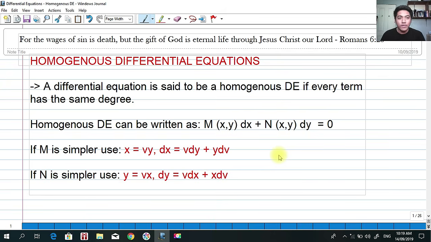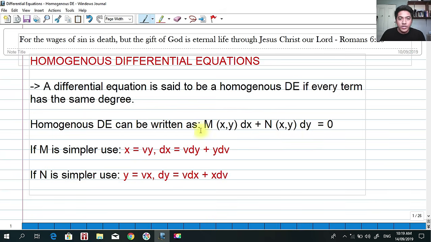If every term has the same degree, raised to a certain exponent n, and all the terms are raised to that exponent n, then definitely we have a homogeneous differential equation. A homogeneous DE can be rewritten as M(x,y) dx plus N(x,y) dy equals 0.